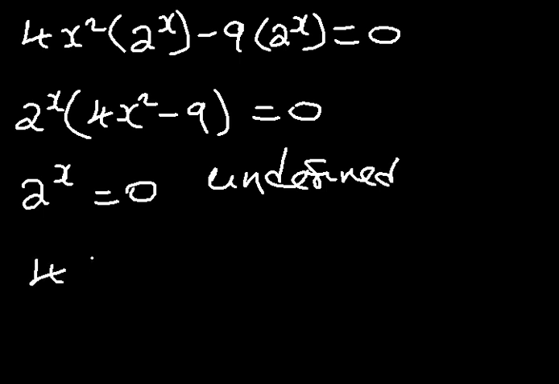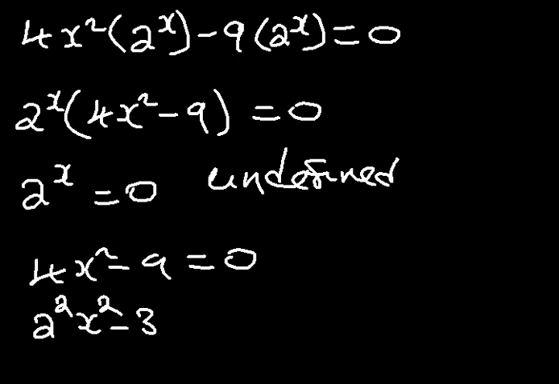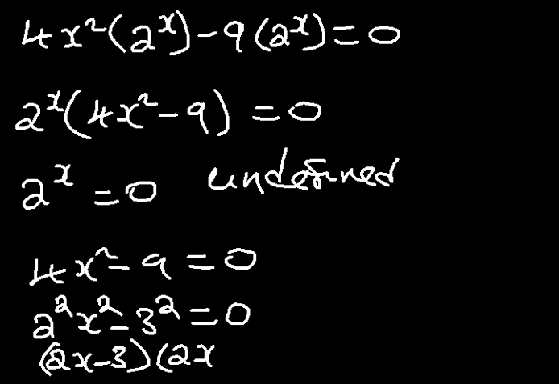Now we should have 4x squared minus 9, which is equal to 0. Now both of these are perfect squares, so you can factorize that one using the difference of two squares. This is the same as (2x) to the power 2 minus 3 to the power 2 is equal to 0. Hence, this is the best way to factorize that one, using the difference of two squares. Which means we'll have (2x minus 3) times (2x plus 3).